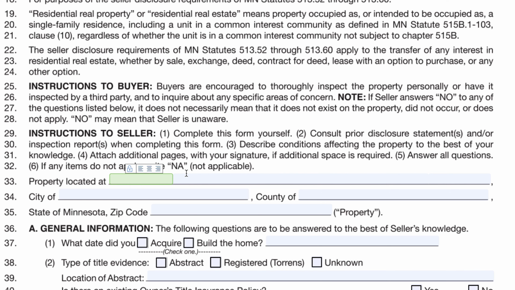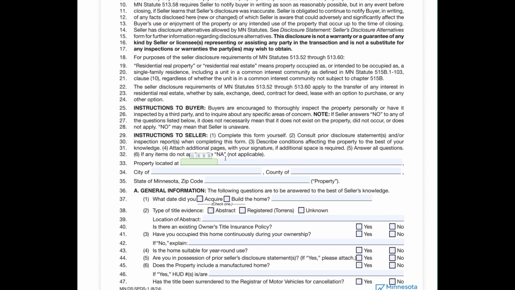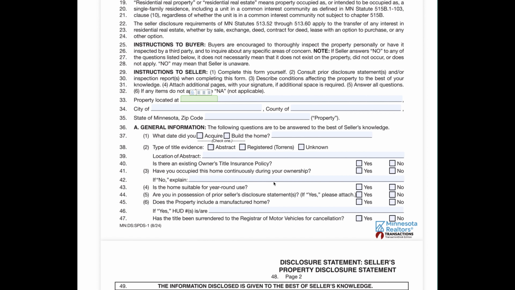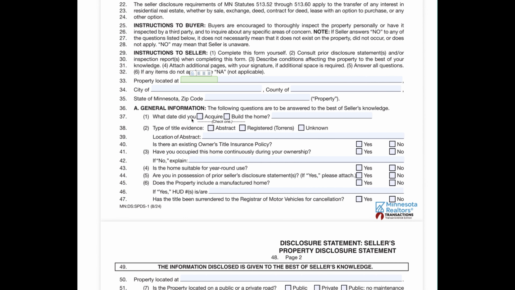Okay, so the next line, we're going to go to 33, the property located. This is the address, city, county, zip code. All pretty straightforward, right? So we get into the general information. The following questions are to be answered to the best of the seller's knowledge. What date did you acquire and/or build the home? So again, they say the best of the seller's knowledge. If it was 1971 or 72 and you're not sure, here you could put 71 or 72, right?